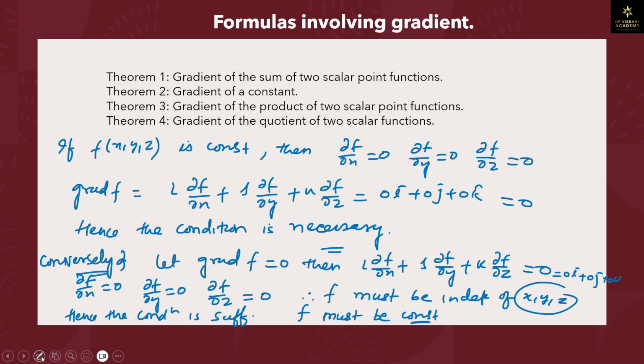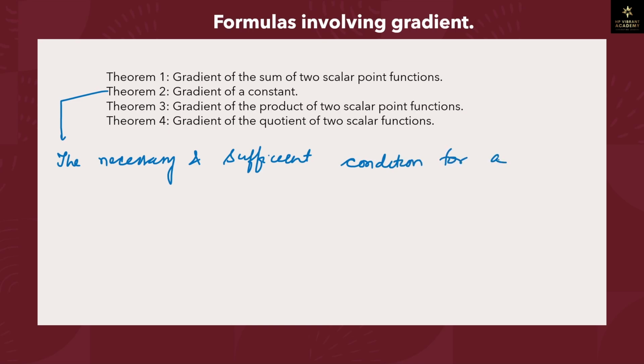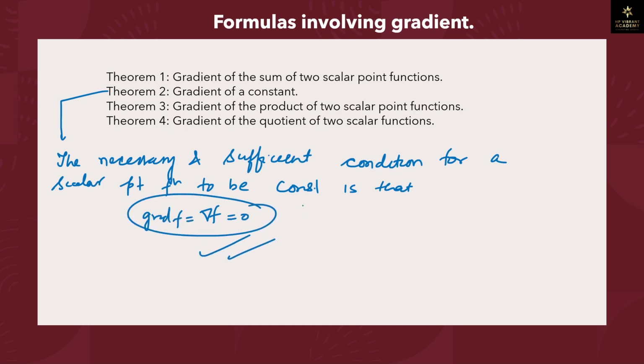So theorem 2. The necessary and sufficient condition for a scalar point function to be constant is that del of f, that is gradient of f, is equal to 0. This is the necessary and sufficient condition. Now let us discuss theorem 4, gradient of quotient of two scalar functions.